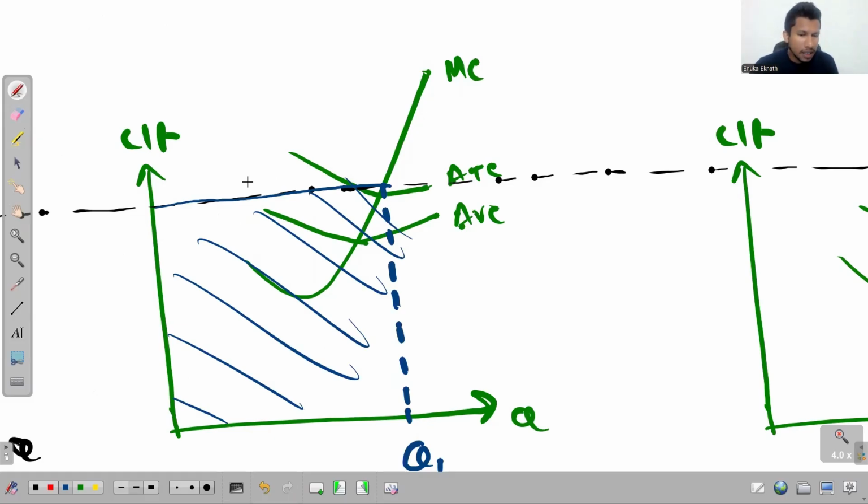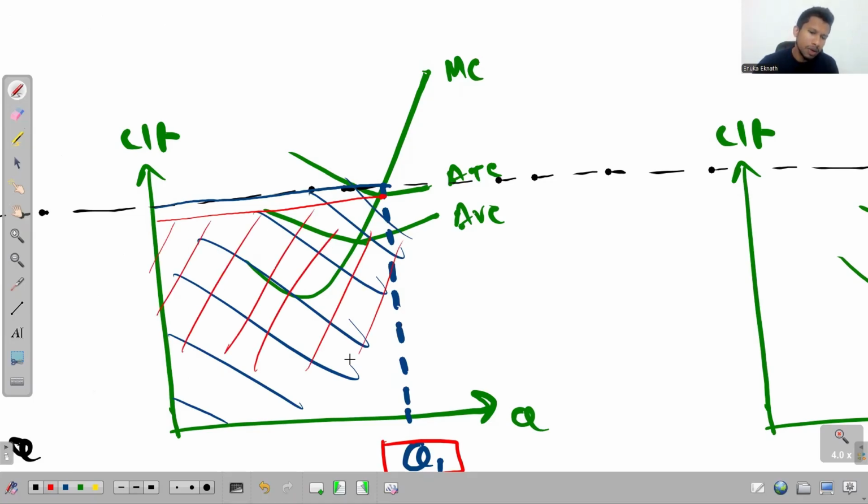And then if you ask me to show the total cost of this firm, that is this region. To produce 1 unit it costs them this much. Then their total cost will be how much? This much, right? This will be the total cost. We can see that they can earn a profit of this much. Right? Let's draw that nicely. So the firm can earn a profit of this much.